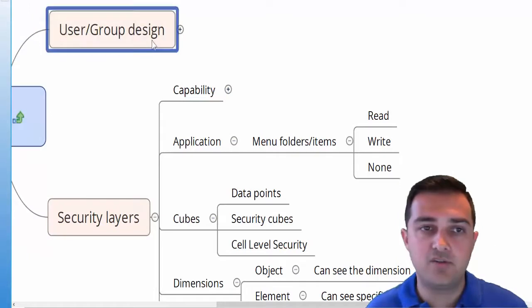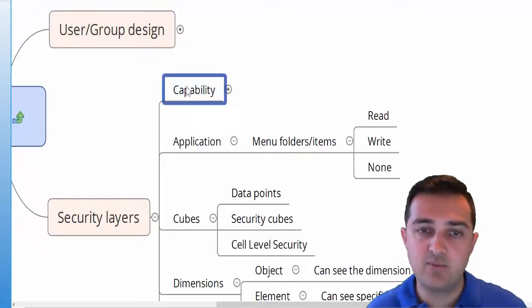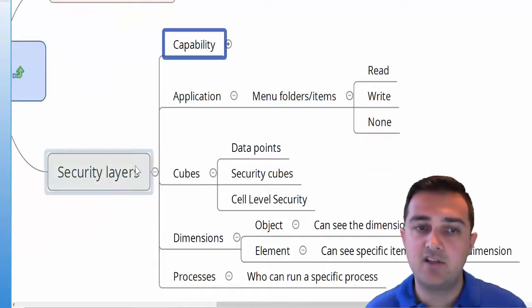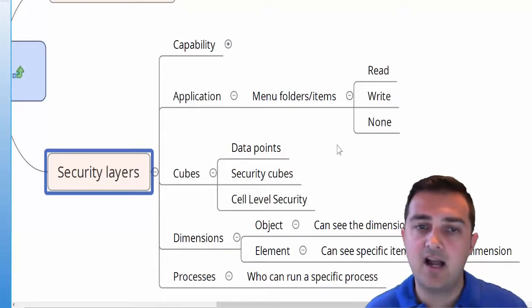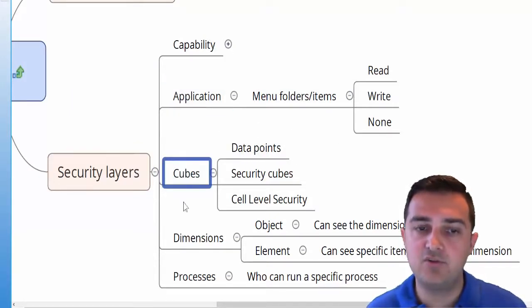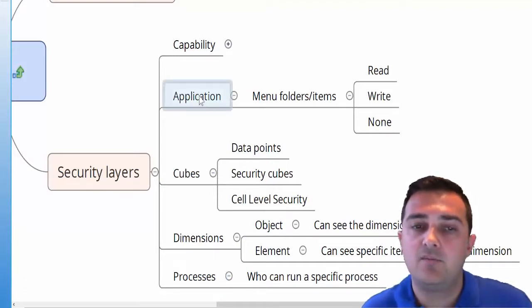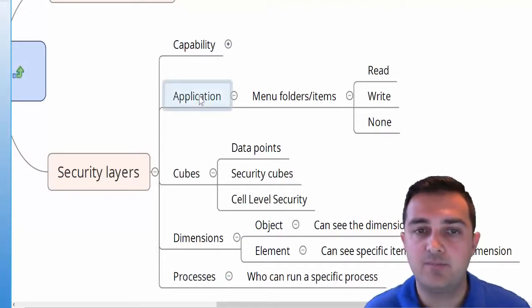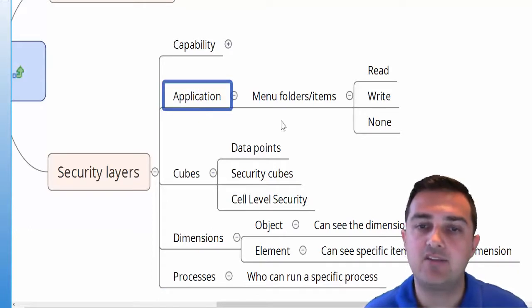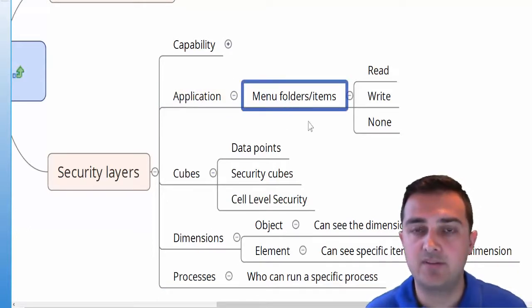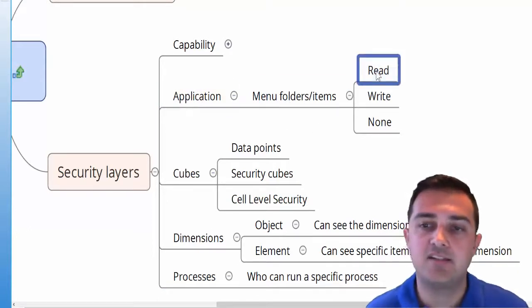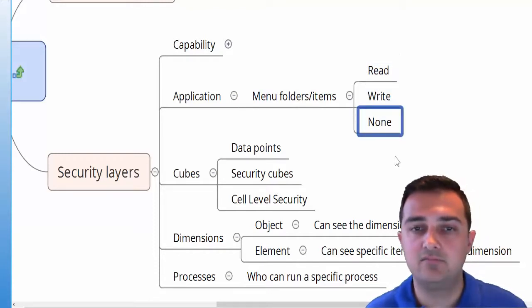So we've talked about user and group design, we've talked about capabilities. Now let's get into the security layers. At a high level, there's application, cubes, dimensions, and processes. We'll look at them in a tool in a moment, but for applications, think of applications as the menu folders or items. And for a menu folder or item, you can set it to read, write, or none.